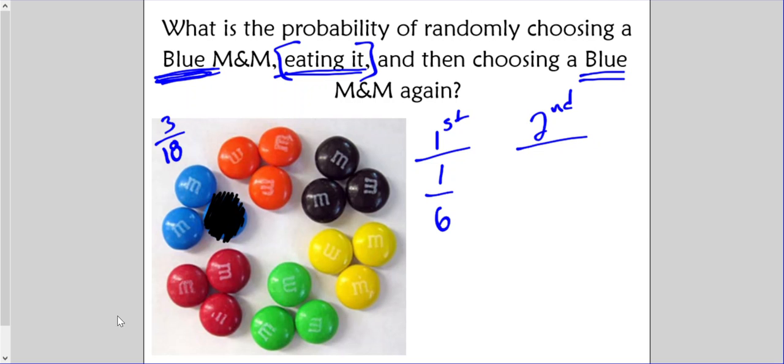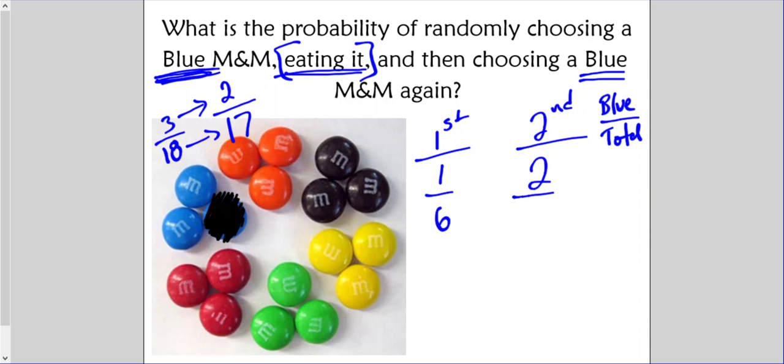I'm thinking about now, what's the probability in this new bag that I get a blue? Well, I'm still thinking about probability as favorable outcomes over the total. So here I have 2 blue M&Ms left, and I ate one of the M&Ms. So instead of having 18 there, now I only have 17. This goes down to 2. This goes down to 17 because I ate one of the blue M&Ms in here.